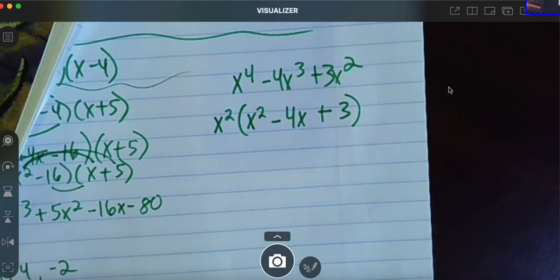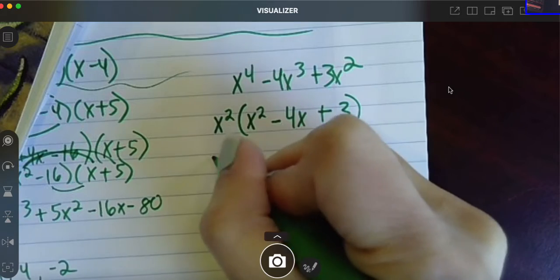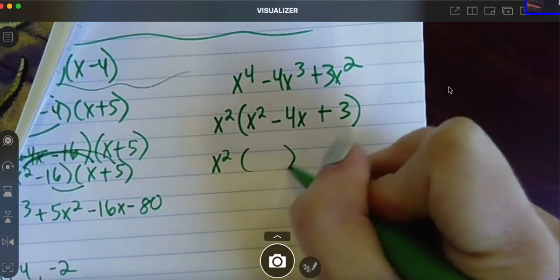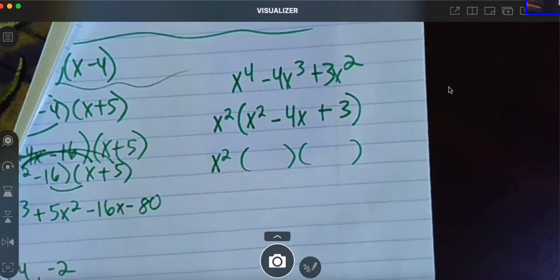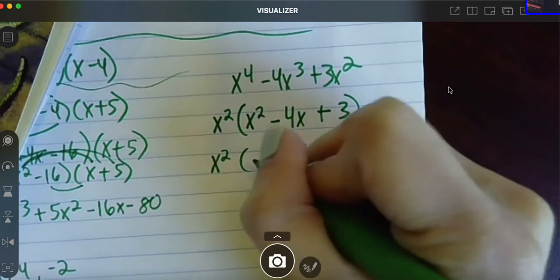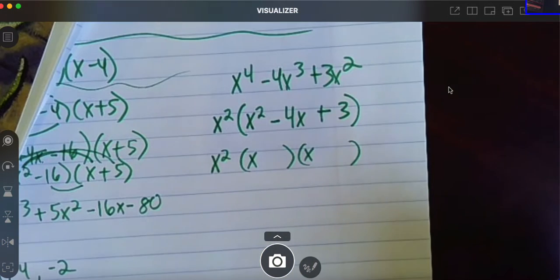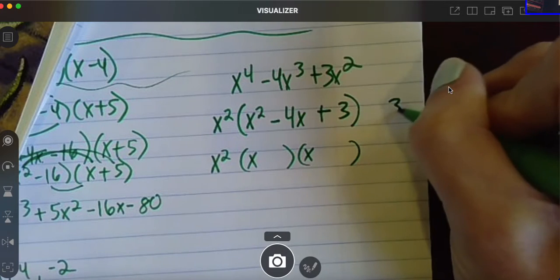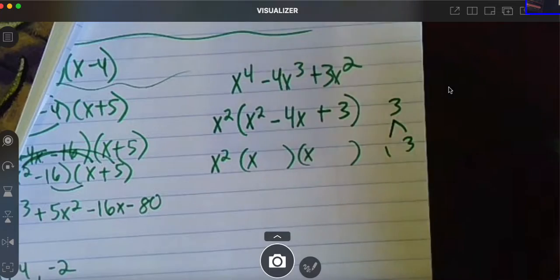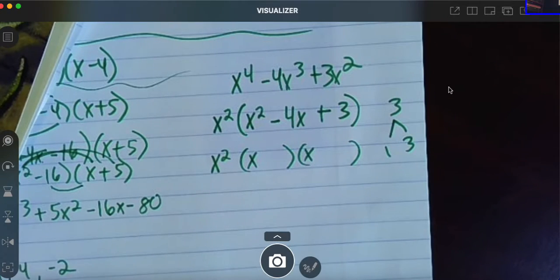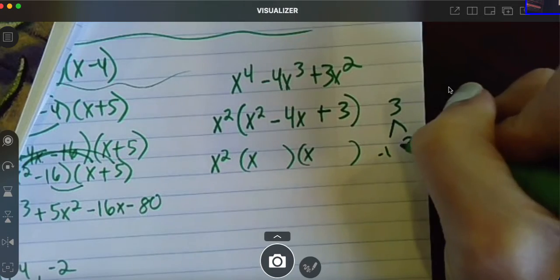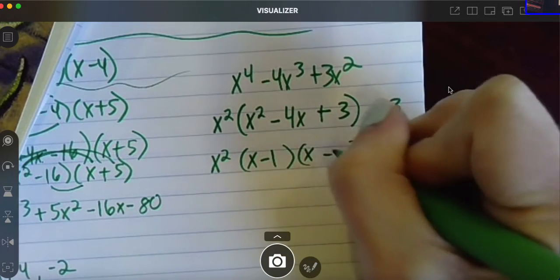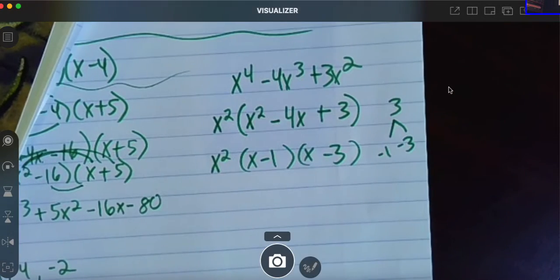Now, I'm not done factoring. So let me bring down that x squared and write my 2 parentheses. I'm going to have an x and an x. And now I'm going to find factors of 3 that would add to negative 4. The only factors of 3 are 1 and 3. But do those add to negative 4? Negative 1 and negative 3 would add to negative 4.